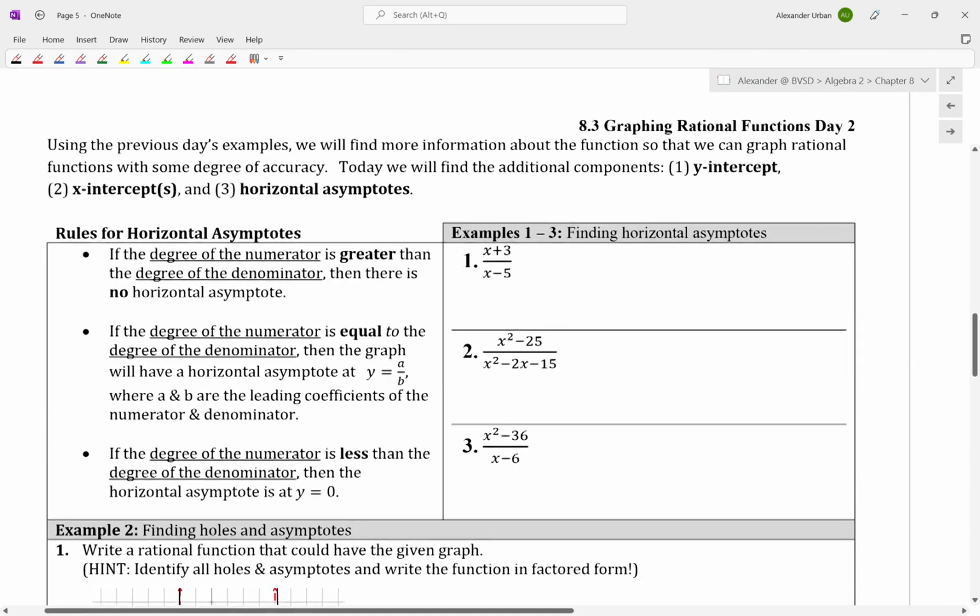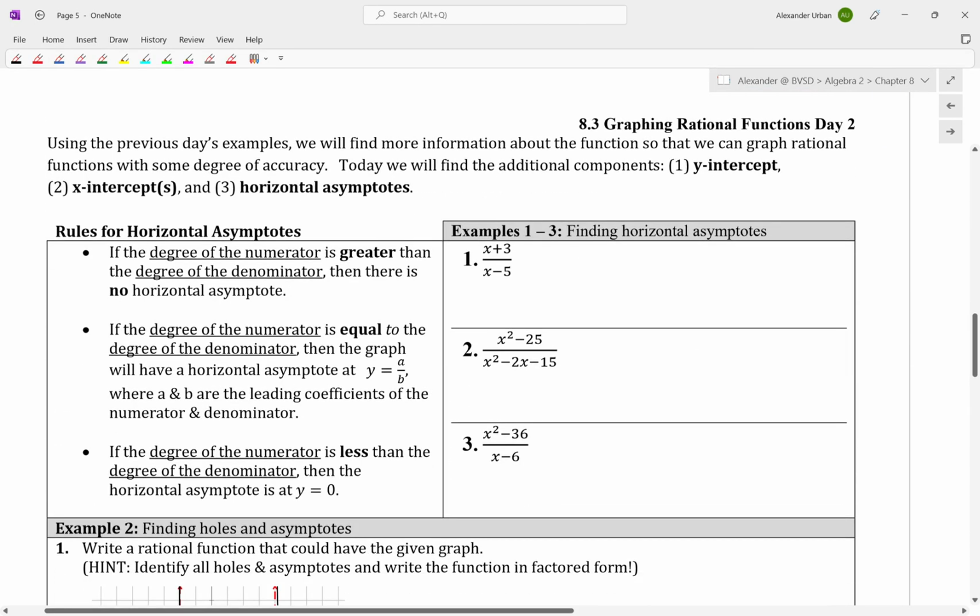We're going to do the second part of 8.3, which is talking about not only x-intercepts and y-intercepts and horizontal asymptotes, but we're also going to throw in what we just discussed, which is vertical asymptotes and holes.